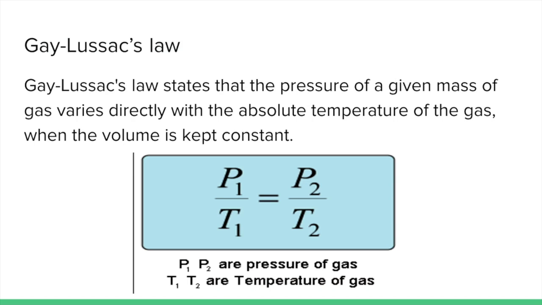Gay-Lussac's law. Gay-Lussac's law states that the pressure of a given mass of gas varies directly with the absolute temperature of the gas when the volume is kept constant. So the formula is P1 over T1 equals P2 over T2, where P is pressure and T is temperature.